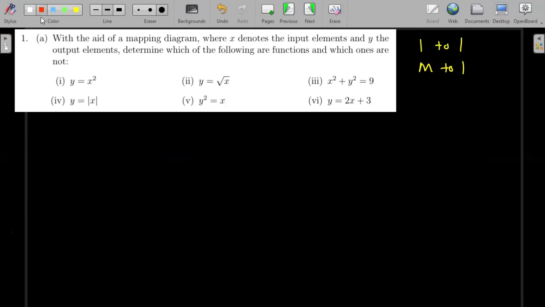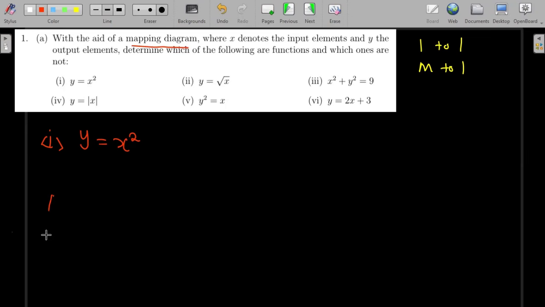Okay. So let's read the question here now and try to answer. So they're saying, with the aid of a mapping diagram, where X denotes the input elements and Y the output elements, determine which of the following are functions and which ones are not. Okay, so we start with the first one. So the first one is Y equals X squared. So they said with the help of a mapping diagram here.